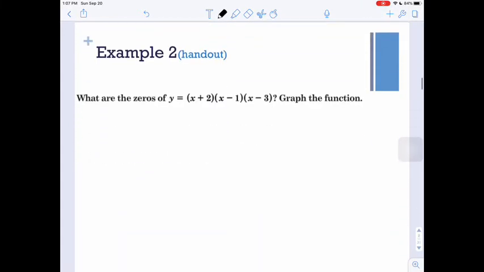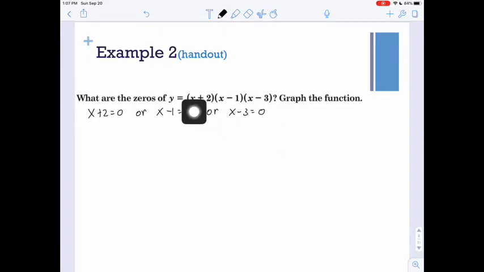So for example 2, it says, what are the zeros of y equals x plus 2 times x minus 1 times x minus 3, graph the function. So the first thing we're going to do is figure out what the zeros are, which is what we did in chapter 3. Anytime you have different linear expressions being multiplied together, we can set this whole thing equal to 0 and solve for each piece individually using the zero product property.